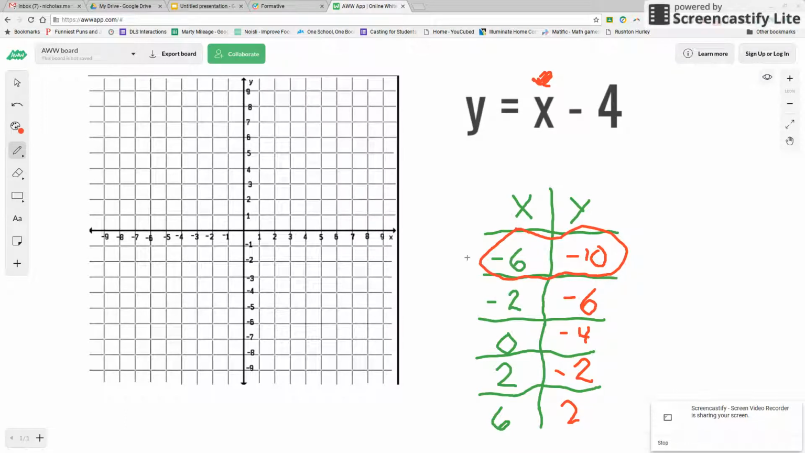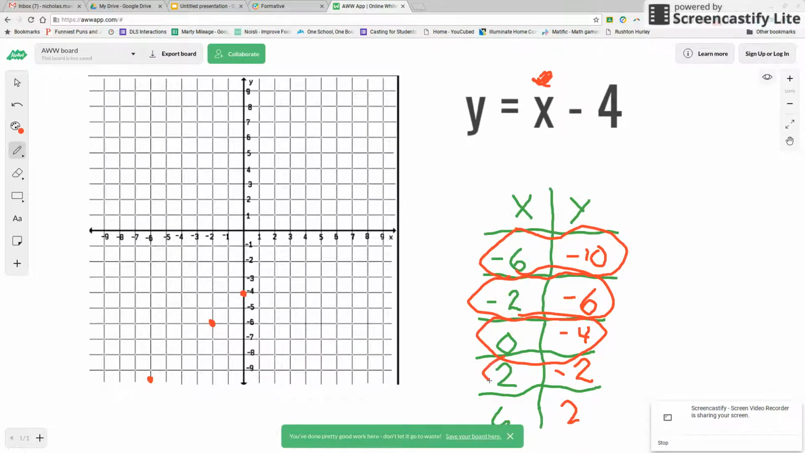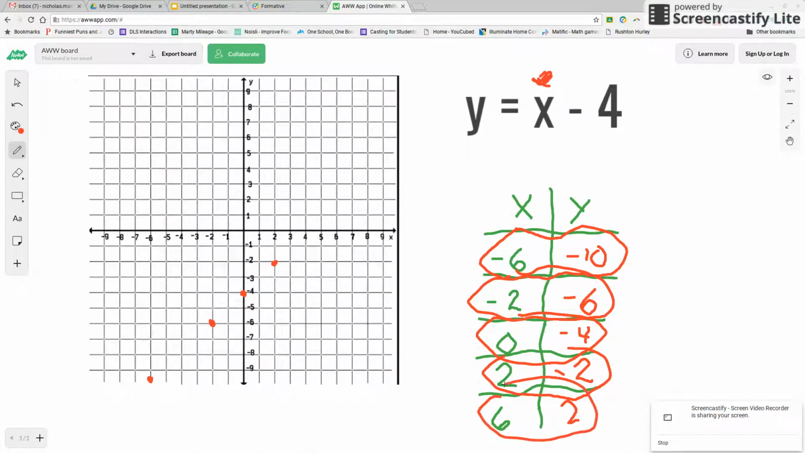My first coordinate to plot is -6, -10. So I go to -6, I go down to -10, and I plot it on my graph. My next one is -2, -6. My x and my y: -2, go down to -6, and I plot it. My next one is 0, -4. I go to 0, go down to -4. My next one is 2, -2. Plot it. And then finally, I have 6, 2. So over 6, up 2.